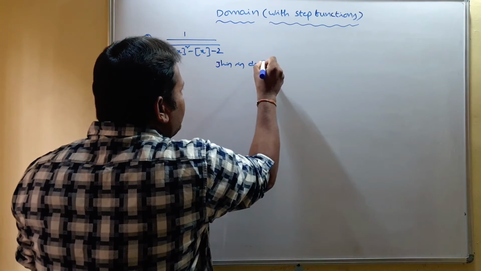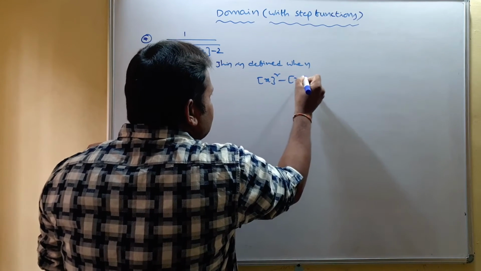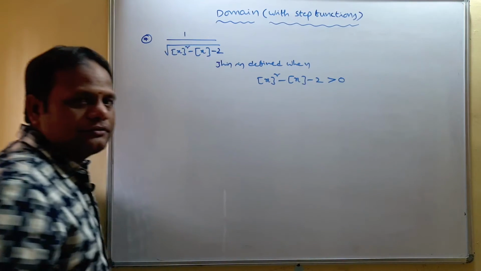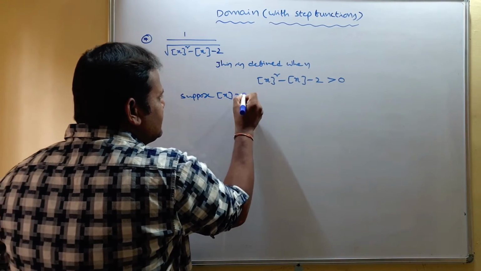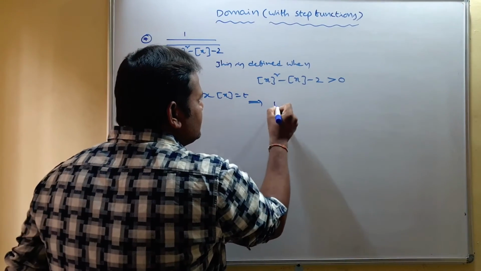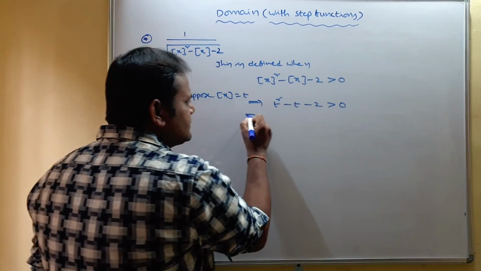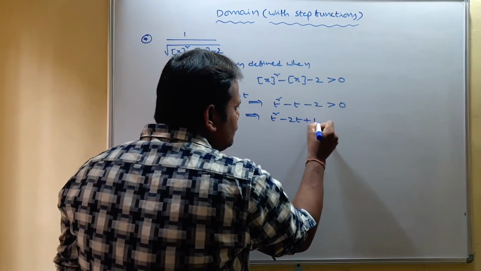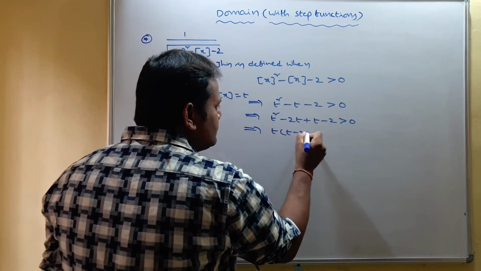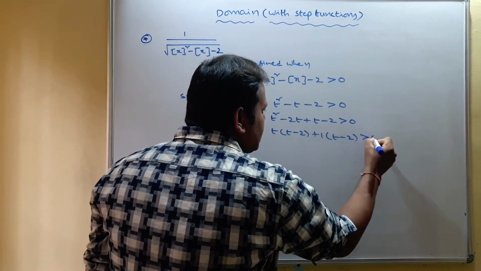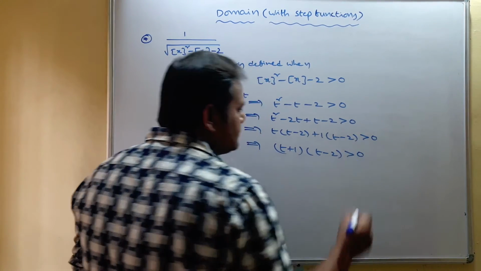This is defined when [x]² − [x] − 2 > 0. Suppose I take [x] as t. Then what we get? That is t² − t − 2 > 0. So just do factorization, you can get t² − 2t + t − 2 > 0. So it is t(t − 2) + 1(t − 2) > 0, right? So it is (t + 1)(t − 2) > 0.